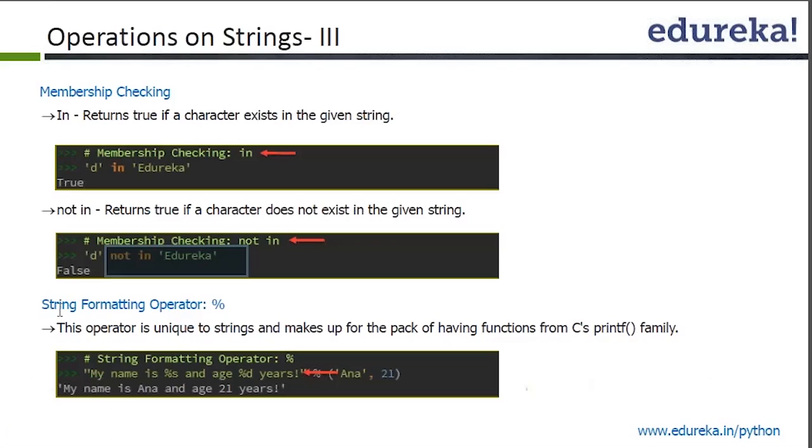Okay, string formatting operator %. This operator is unique to strings and makes up for the lack of functions in the C printf family. If you have written C programs, it's very similar to that. My name is %s, which means string, and %d, which means digit, years, and then you have given Anna and 21. So it replaces %s with Anna and %d with 21. So that's all it does. That's string formatting.